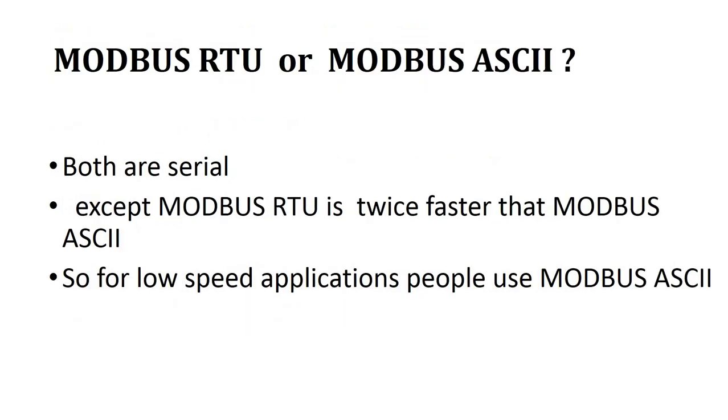Now, the simplest possible way of building or testing a Modbus device is to use Modbus ASCII or Modbus RTU. Both are on a serial backend. Now, RTU mode is faster, twice as fast as the ASCII mode, but we will be discussing Modbus ASCII to explain the basics.